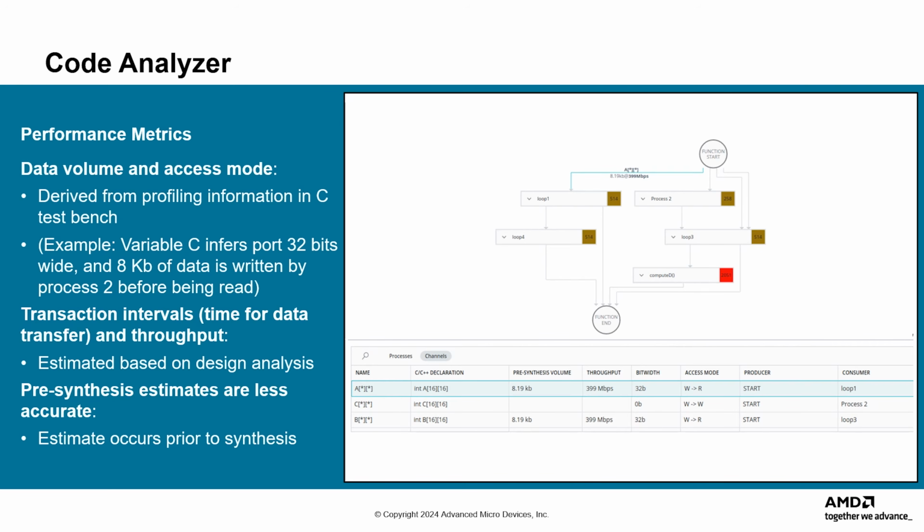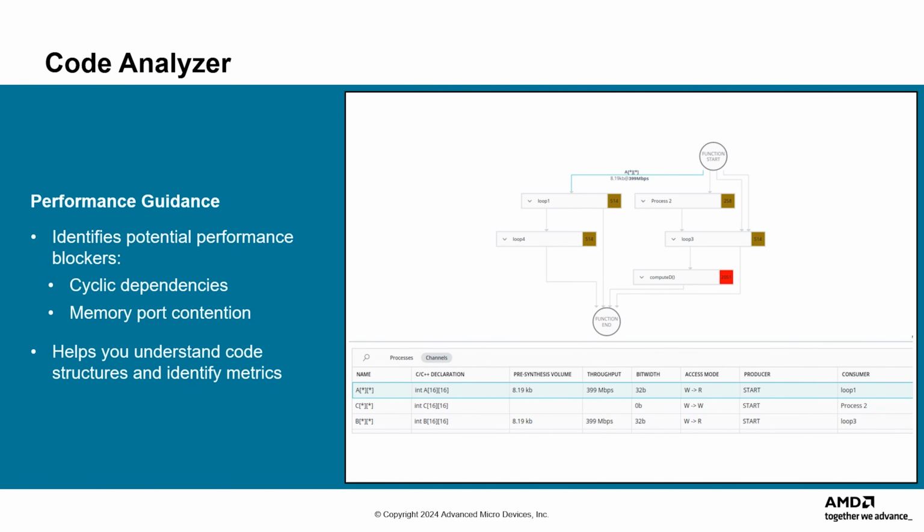Analyzing the design prior to synthesis, Code Analyzer estimates the transaction interval, or the time it takes for data transfer to complete, and the throughput of the channel. However, because the estimate occurs prior to synthesis, it is less accurate than when calculated from the performance of the synthesized RTL.